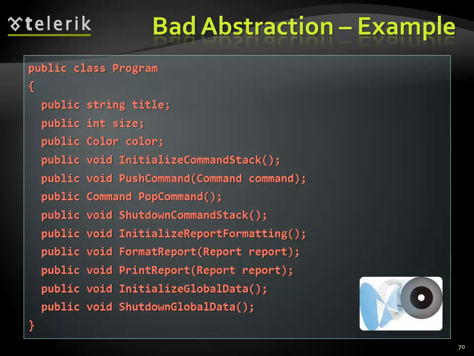Also, if we proceed further down, we have methods for initialize report formatting, format report, print report, and that's again completely different from everything else, completely different from commands, completely different from title, size, and color. So that should also go under its own class, like maybe report utilities, and the command class could be called command utilities or something else. Initialize global data, shut down global data. Again, that implies something completely different from the other areas.